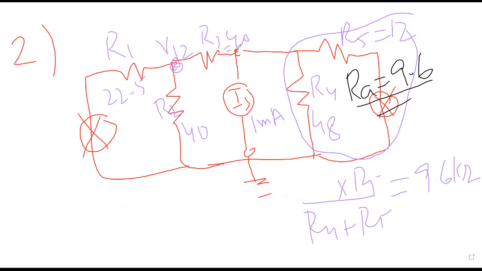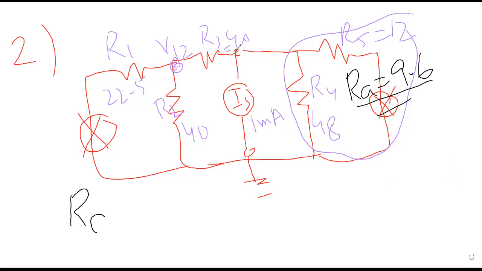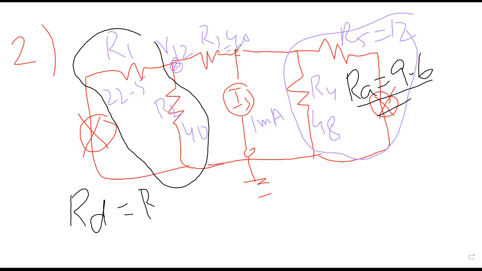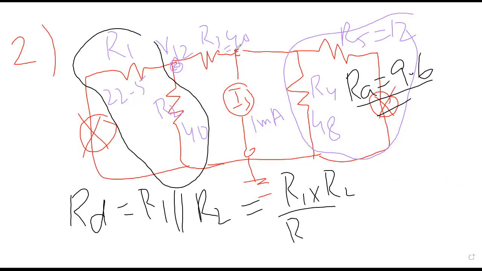Now RA is already done. So where is RD? RD is basically in the first circuit, this one, because there is no voltage source here. So RD equals R1 parallel to R2. So this must be R1 multiplied by R2, whole divided by R1 plus R2.